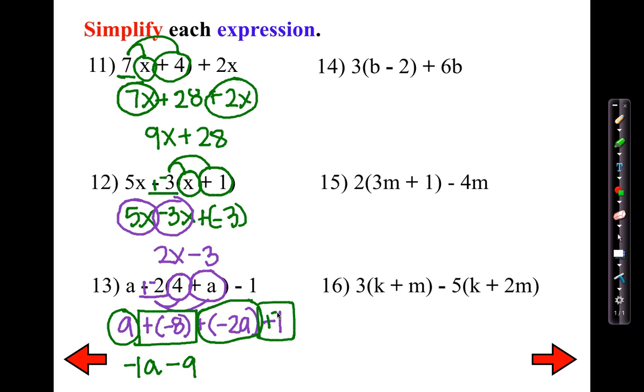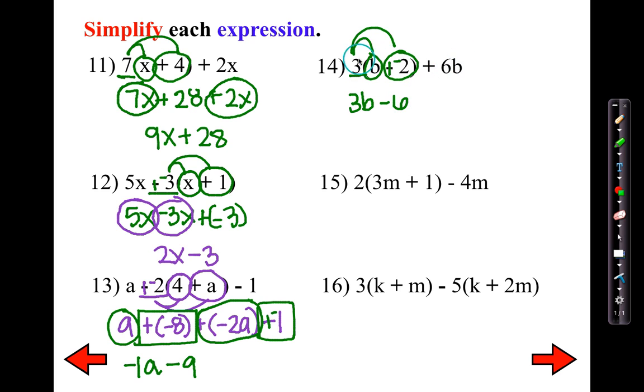So at this point, I'd like you to go ahead and try numbers 14, 15, and 16 by yourself. Okay, so for number 14, we are distributing a 3 to b and negative 2. And we can see this as add the opposite, and then you can clearly see it is a negative 2. 3 times b is 3b. 3 times a plus negative 2 is just basically a negative 6.